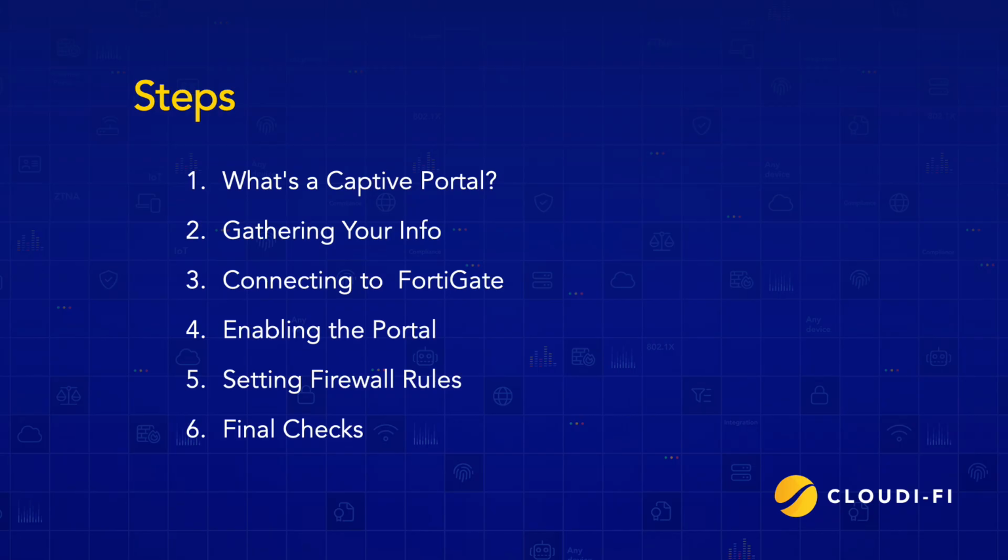So here's the game plan. We'll start with a quick refresher on what a captive portal even is. Then we'll gather the essential info we need from Cloudi-Fi. After that, we'll hop over to FortiGate to build the connection, turn on the portal, set up our firewall rules, and then, of course, we'll do the final checks to make sure everything is running smoothly.